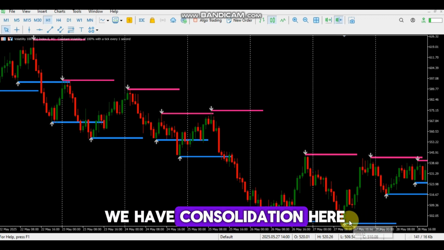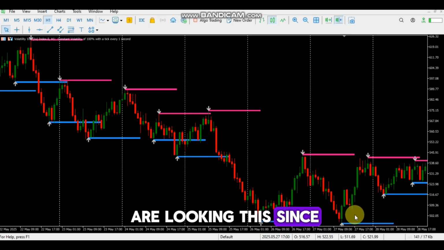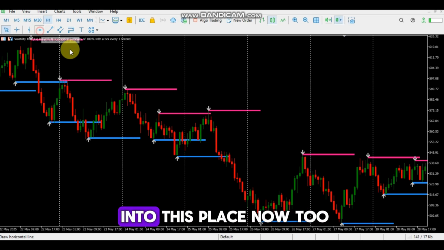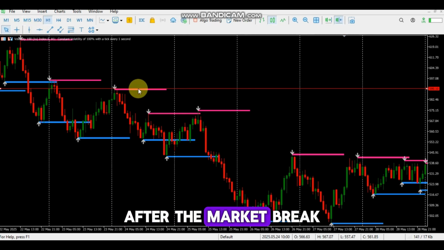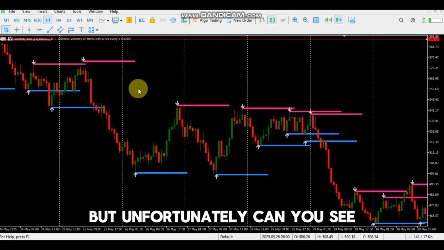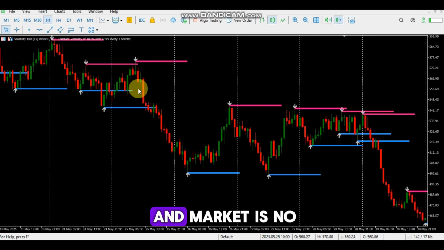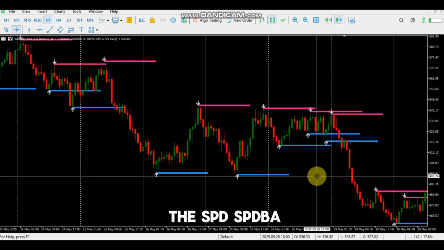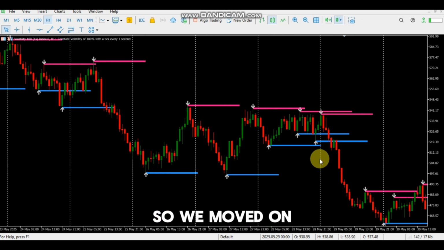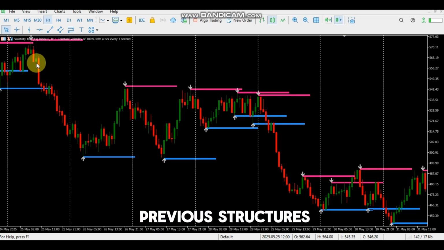Can you see we have consolidation here? When we have consolidation, since we are looking for buy, we mark these previous buys. I'll be looking into this place to look for my buy opportunity after the market breaks structure there. But unfortunately, the market later broke this structure and continued buying, which means that zone is no more valid since it actually broke the SPD here. So we move down, we are selling, and we look at our previous structures.